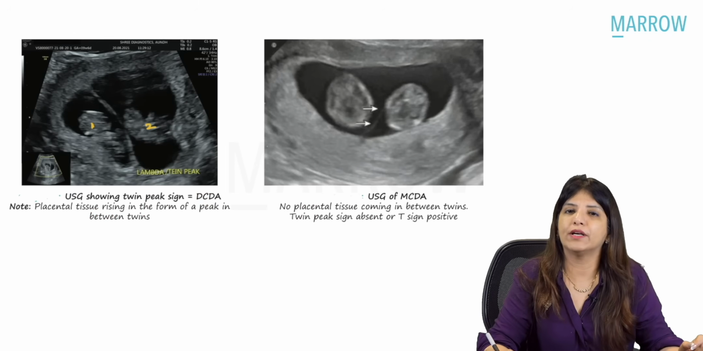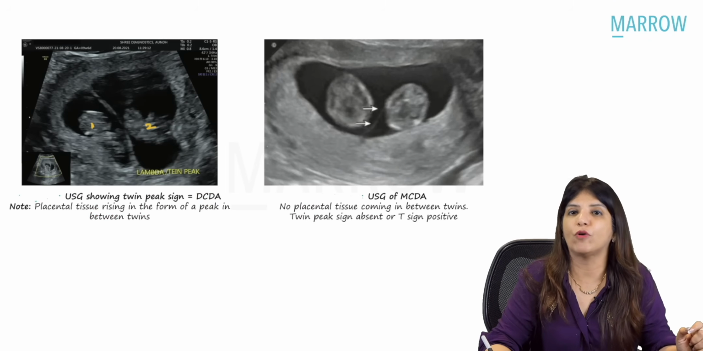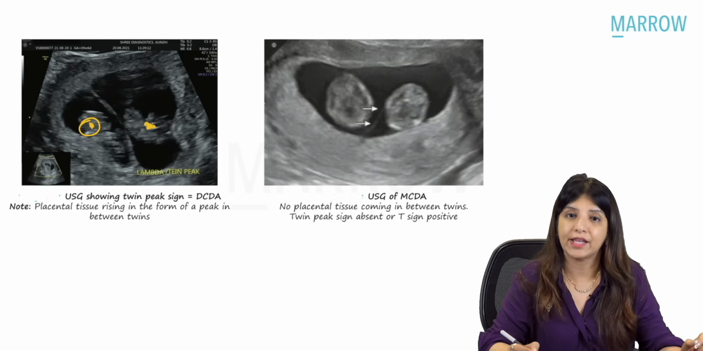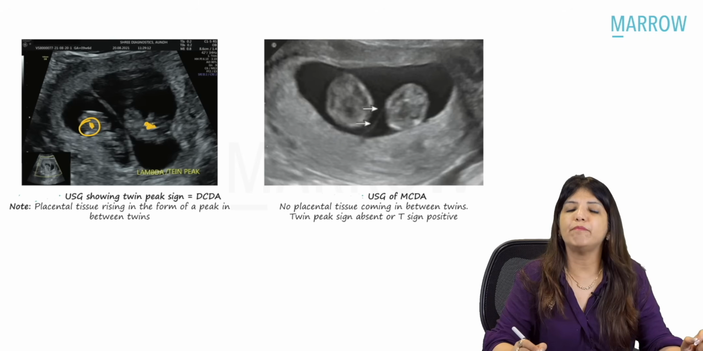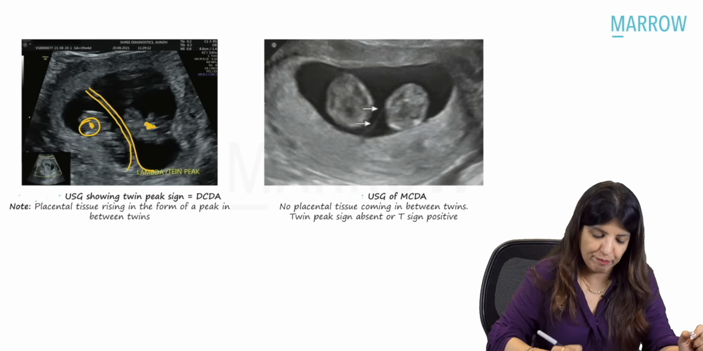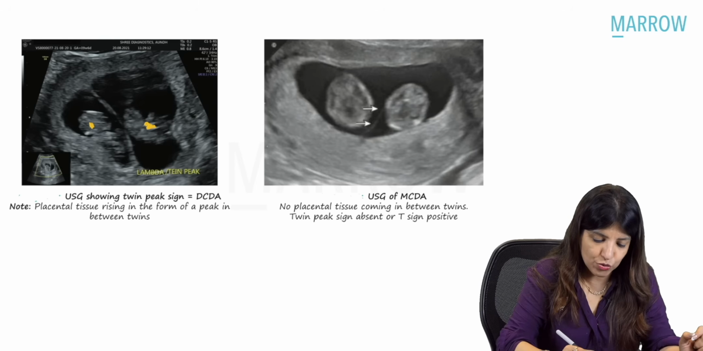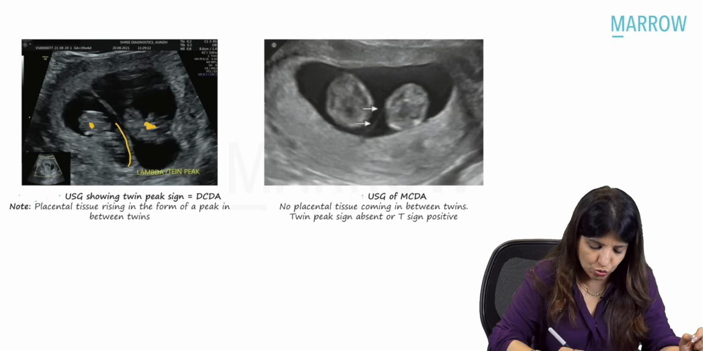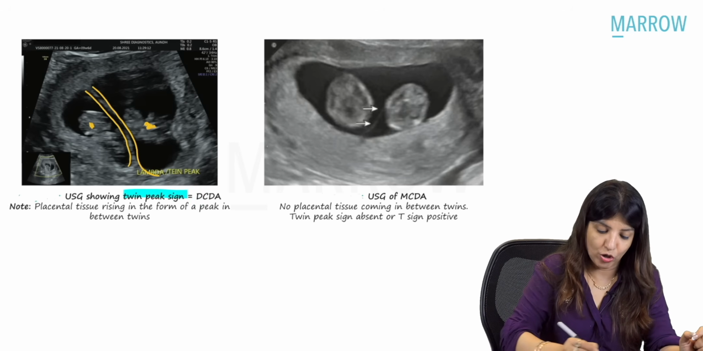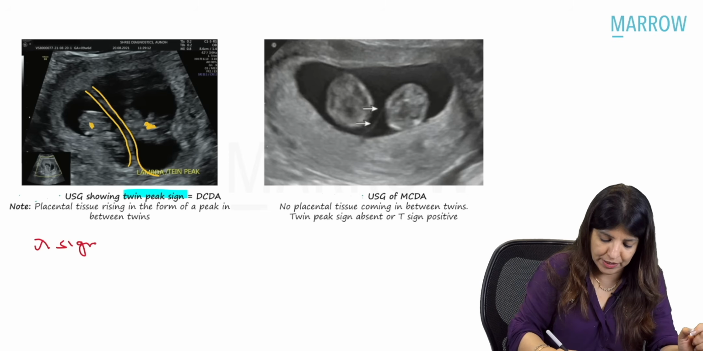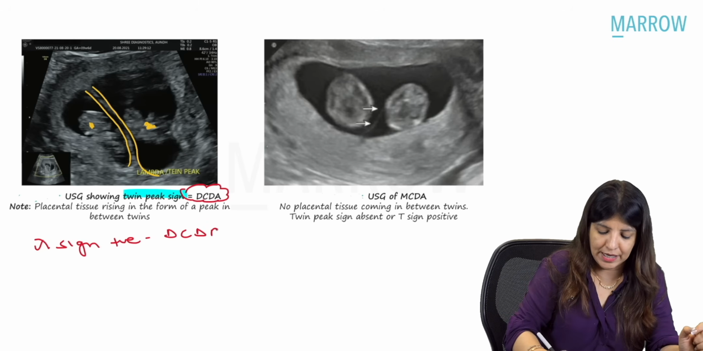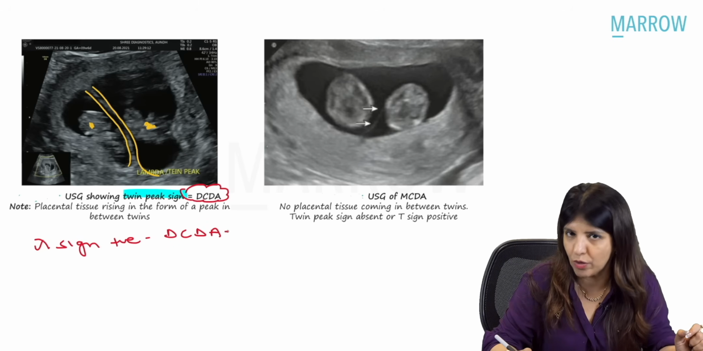Right? Next over here, an ultrasound which is showing you ultrasound of twin pregnancy. This over here is the first twin and this over here is the second twin. Now, if you are seeing that in between the two twins, placenta is coming in the form of a peak, that is what is called as twin peak sign positive. The other name is lambda sign positive. Twin peak sign or lambda sign positive is seen in dichorionic diamniotic twin pregnancy.